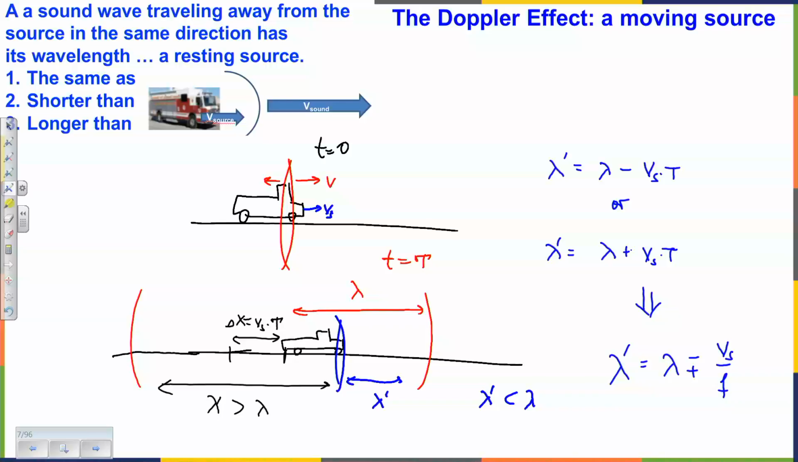Because period and frequency are inversely proportional. We just need to remember this variable, they related to this resting situation. Lambda, not lambda prime, is the wavelength related to a source at rest. So for this particular question, the answer is shorter.